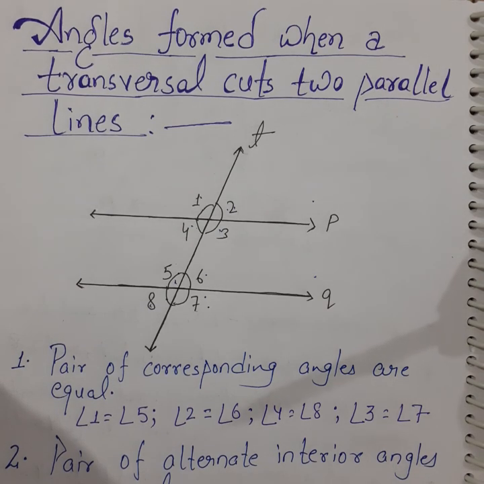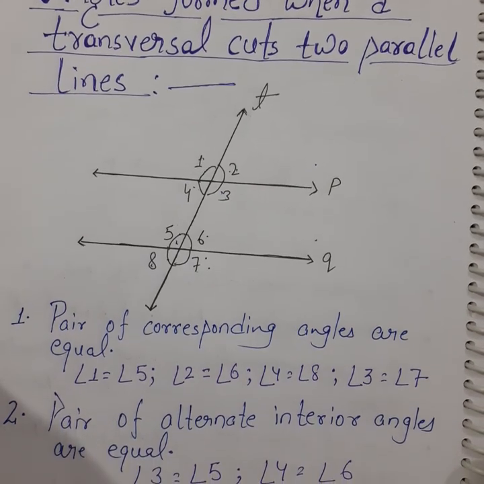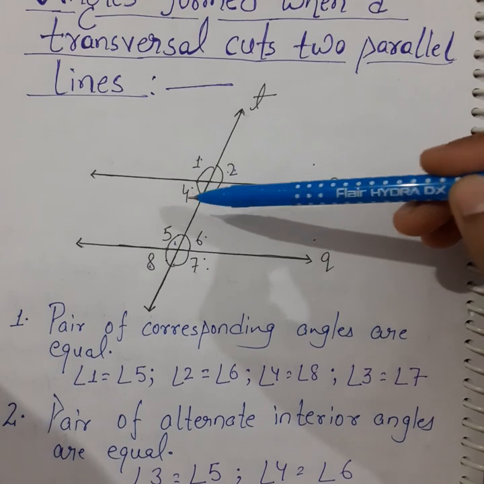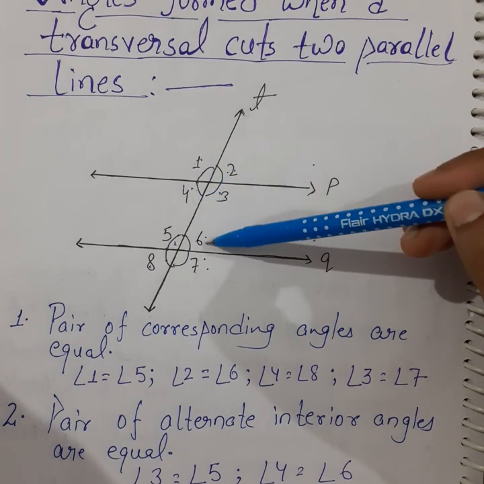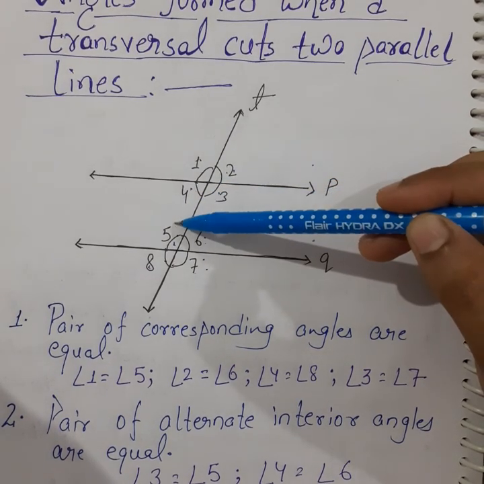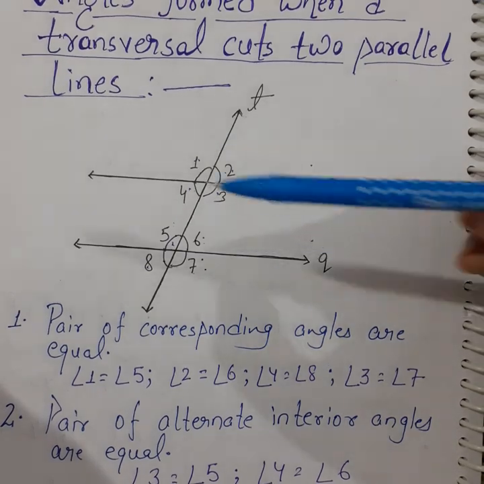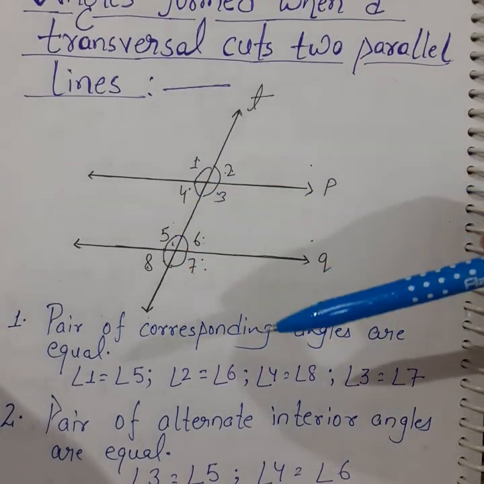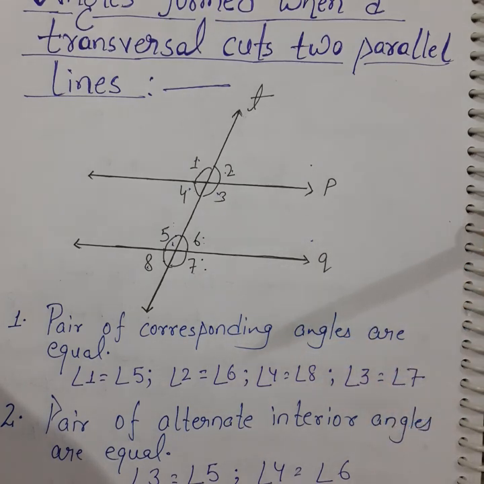Now the next relation is pair of alternate interior angles are equal. It means angle 4 is equal to angle 6, angle 3 is equal to angle 5. Pair of alternate interior, 4 and 6, 3 and 5. So the relation is pair of alternate interior angles are equal.